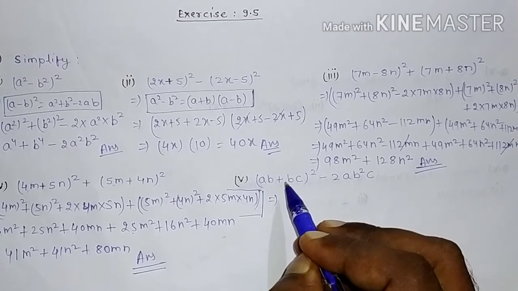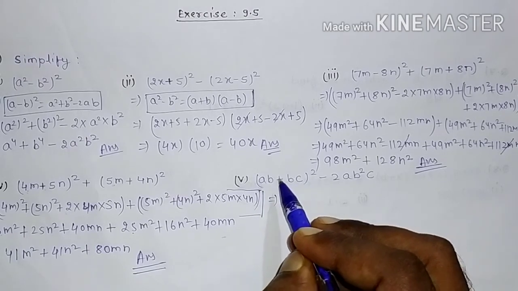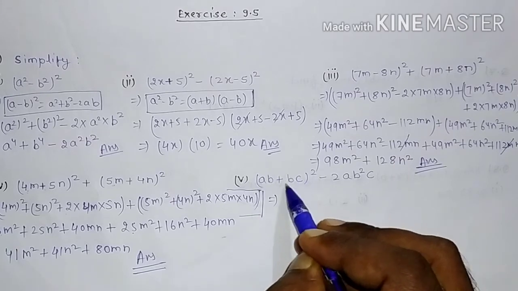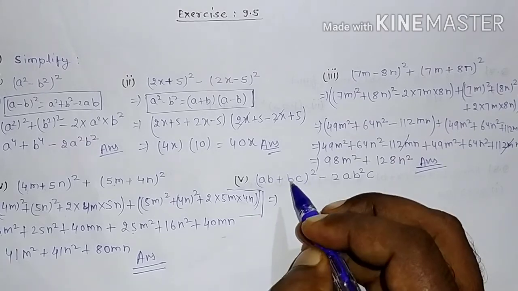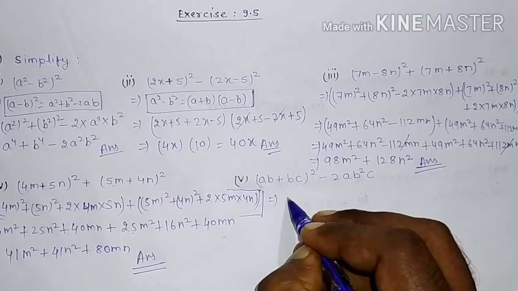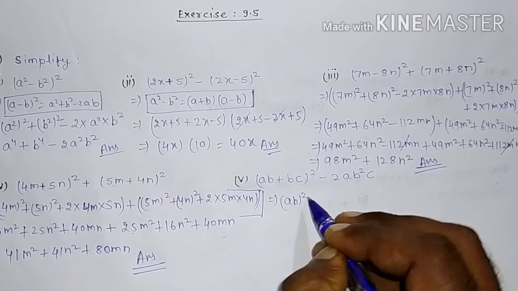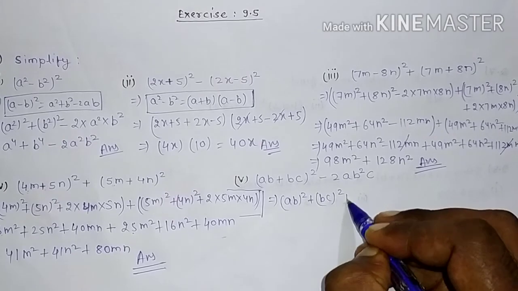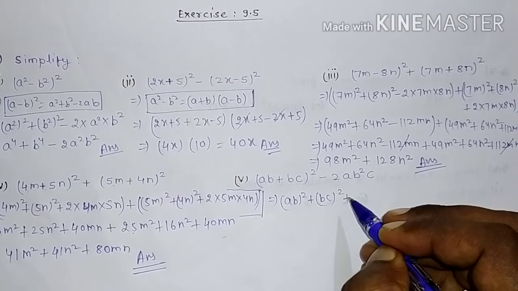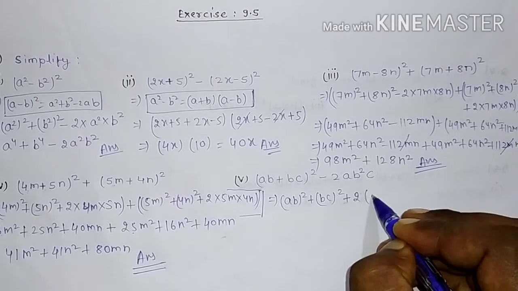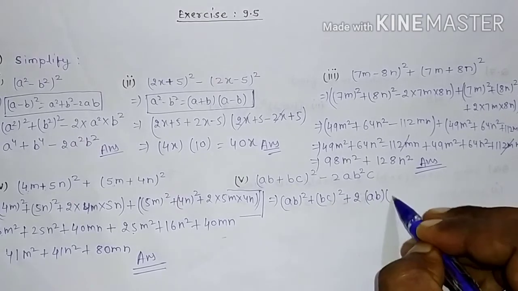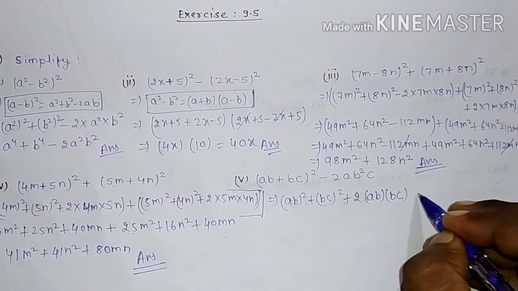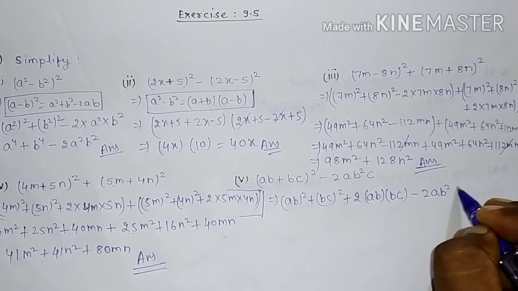So just apply the formula (A plus B) whole square, where A is equal to AB and B is equal to BC. So the formula is A square, that is (AB) whole square, plus B square, that is (BC) whole square, plus 2AB, where A is AB and B is BC, minus 2AB square C.